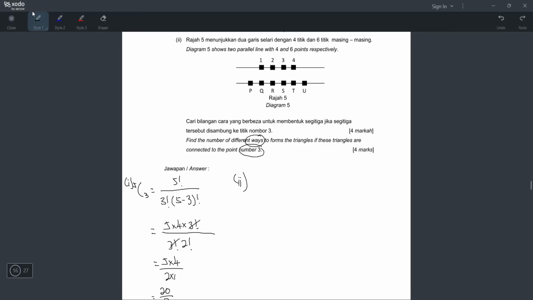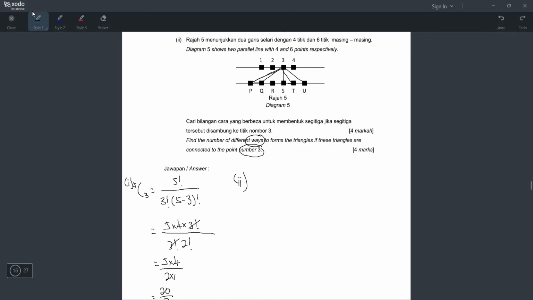They already said the triangle must connect to number 3, right? So let's say this is 3, right? So how can it connect a triangle? You can maybe connect like this. 3 to P and then 3 to Q, you form a triangle already. Or maybe 3 to S, 3 to U, right? This is also a triangle. Or maybe 3 to P and then 3 to T, and this is also a triangle. So there are many, right? There are many. But how many actually?